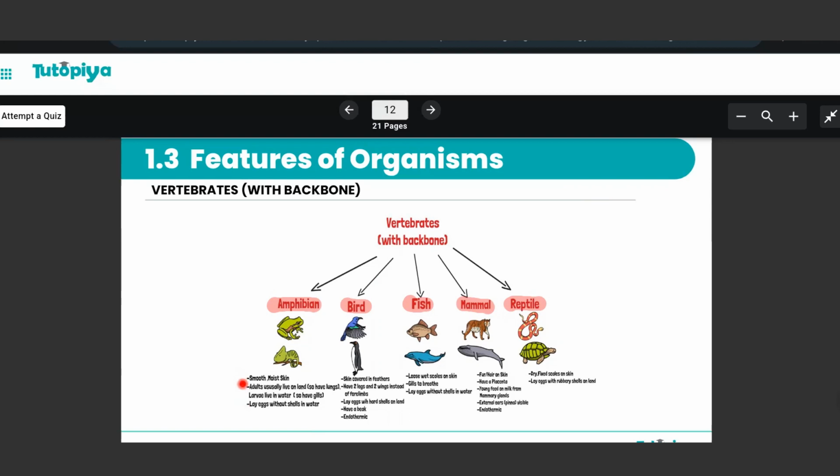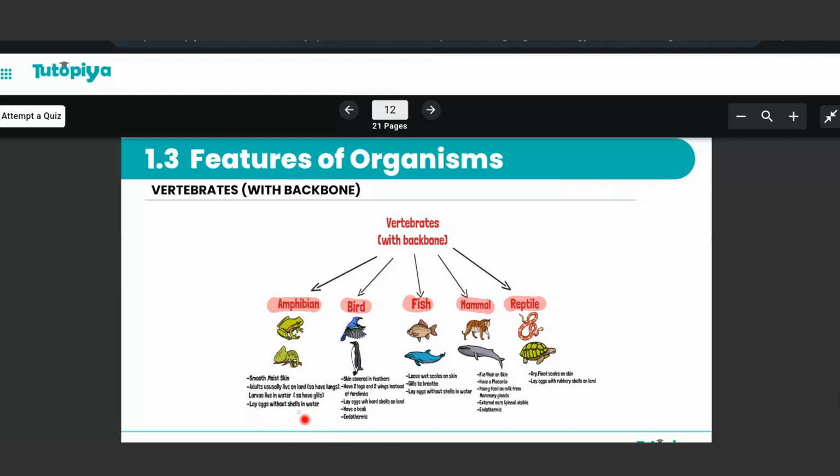Now, the amphibians have smooth, moist, slimy skin. If you take the adult amphibians, they usually live on land, while the larvae usually live in water. With regard to their respiration, the adults usually have lungs to breathe in and breathe out, while the larvae usually have gills for their respiration. And finally, if we look at the way they reproduce, amphibians too lay eggs without shells in water.